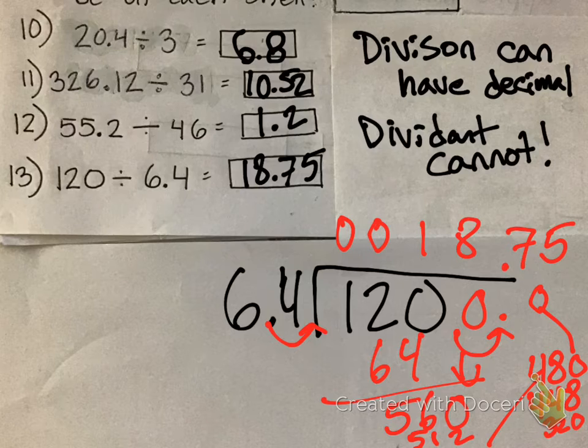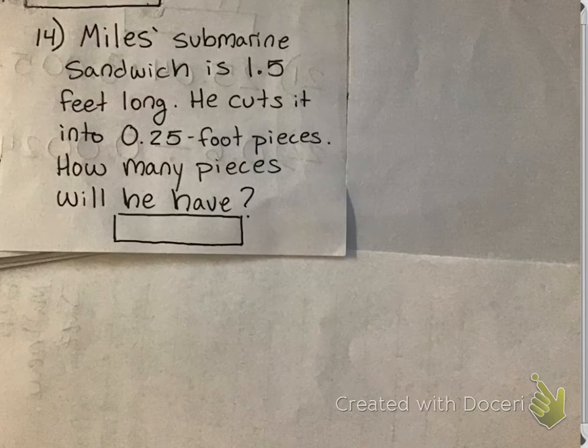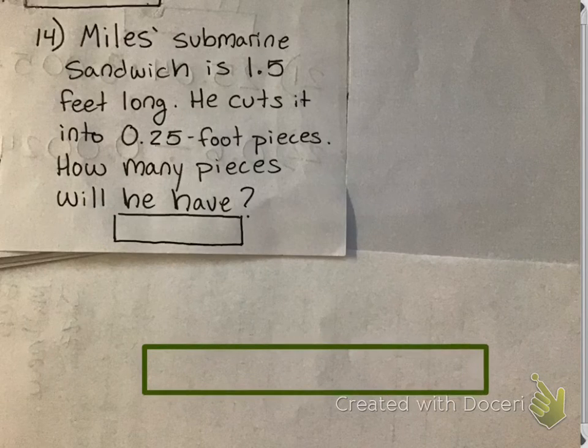The divisor, that's supposed to be an R. The divisor can have a decimal, but your dividend cannot. Miles' submarine sandwich is 1.5 feet long. He cuts it into 1/4 foot pieces. How many pieces will he have?